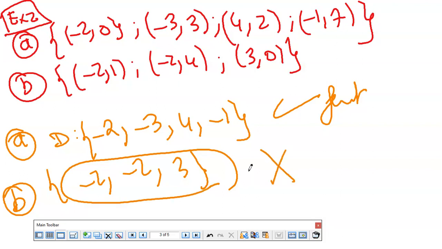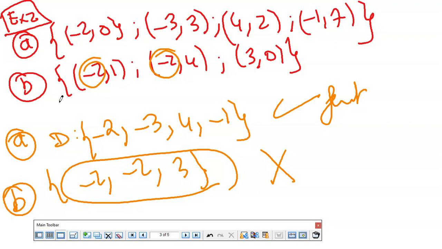No, it's not a function, because the value x equal to 2 in the domain is assigned to more than one y. It has two images, 1 and 4. So is it a function? No, because x equal to 2 has two images, 1 and 4. So this set is not a function, it's just a relation.